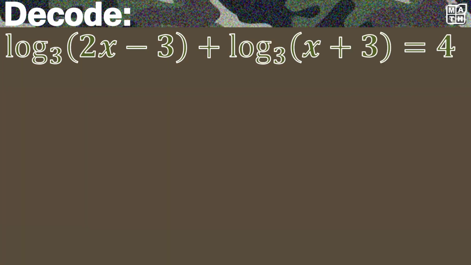Let's decode the value of x which will satisfy this equation involving logarithms. We have the logarithm of the quantity 2x minus 3 to the base 3 plus another logarithm of the quantity x plus 3 to the base 3 is equal to 4. To do this, we need to apply and be reminded of the important properties, processes, and operations involving logarithms.